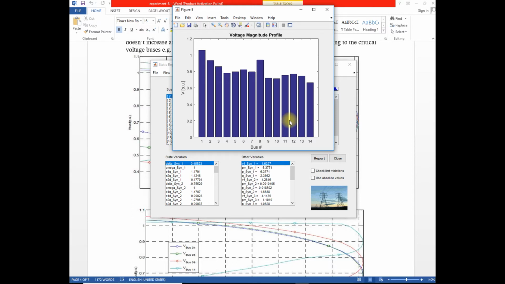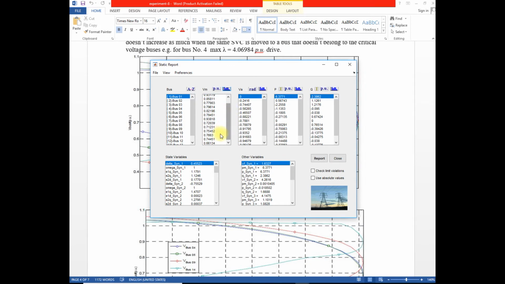In this practical we connect the FACTS devices at bus 14, because at bus 14 the voltage magnitude is very low compared to the rated voltage. You can see that this is bus 14, at which the voltage magnitude is very low, 0.6613 per unit. So to increase the voltage level at bus 14, we require the FACTS devices.